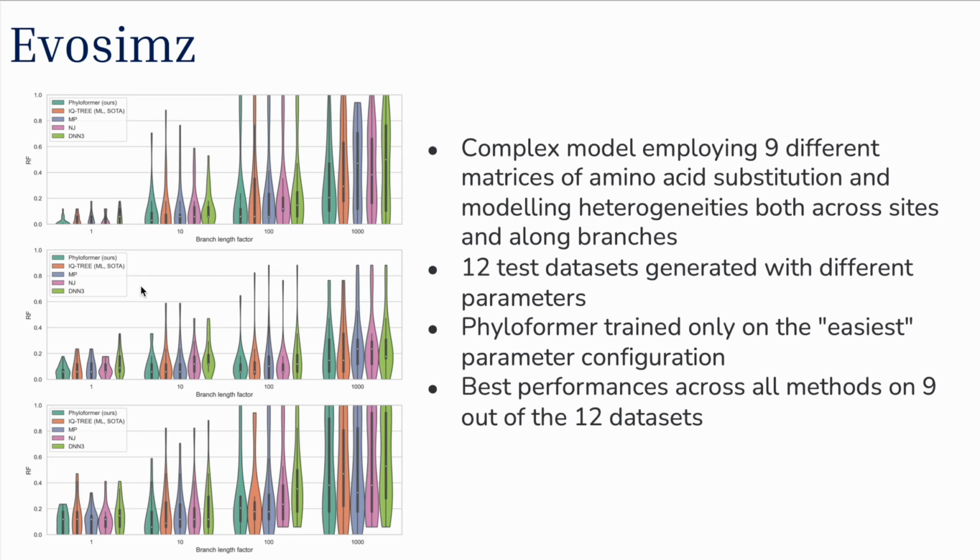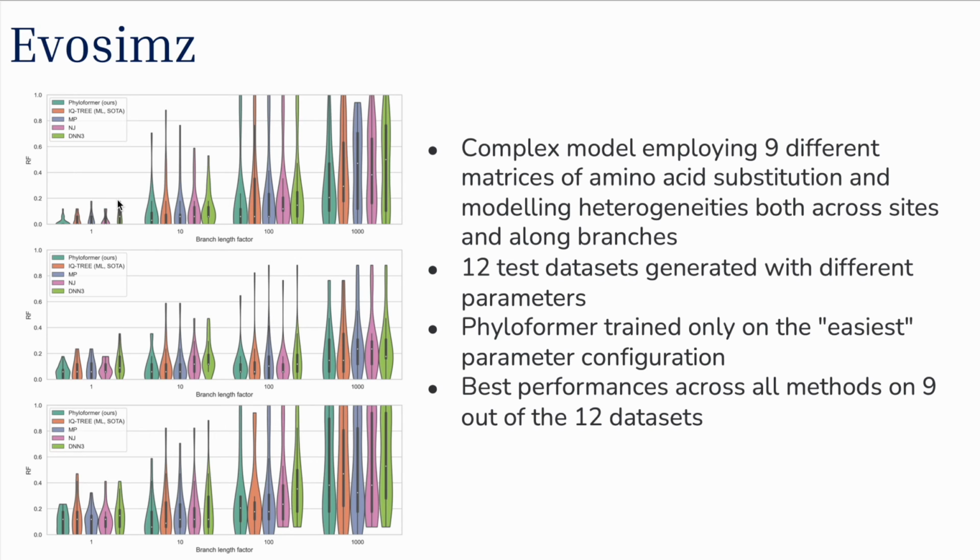And we have on the left a violin plot of the mean Robinson-Foulds distance between the true and reconstructed trees for all methods and all 12 datasets. We trained Phyloformer only on the easiest parameter configuration, namely the one for which all the methods perform best, here in the upper left corner.